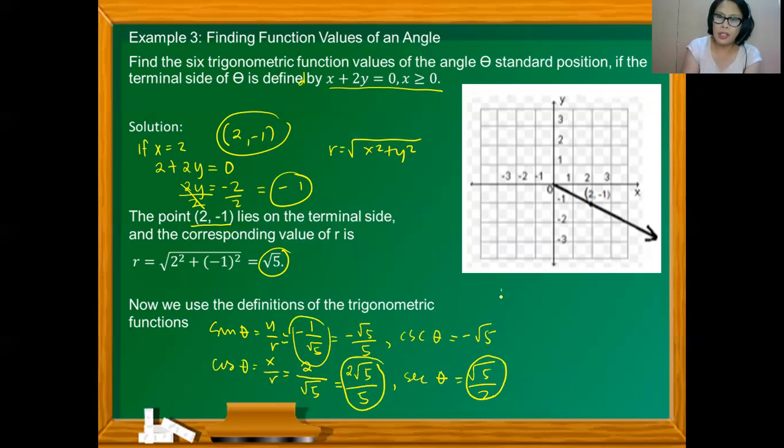So for tangent theta, it is y all over x. So we have negative 1 all over 2. So this is negative 1 half. While its reciprocal function, cotangent theta, is x over y. So we have negative 2.